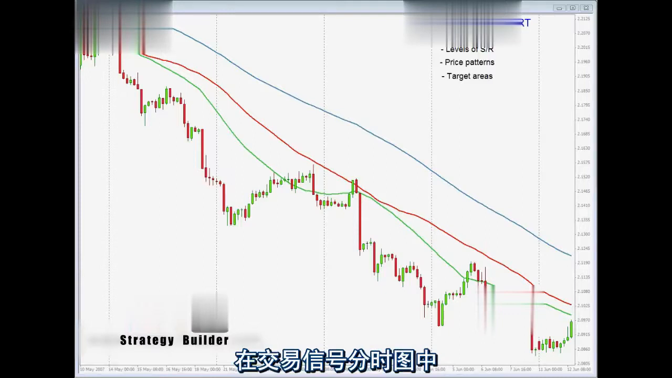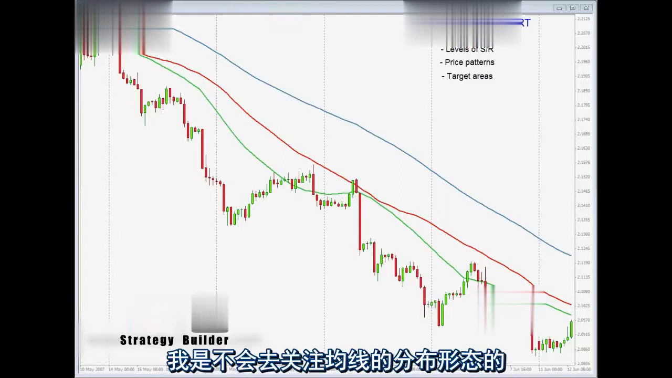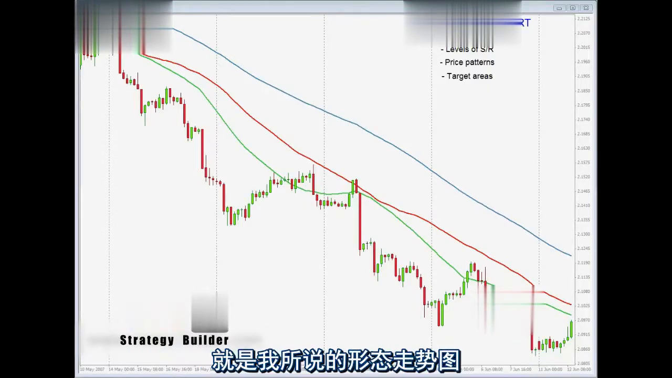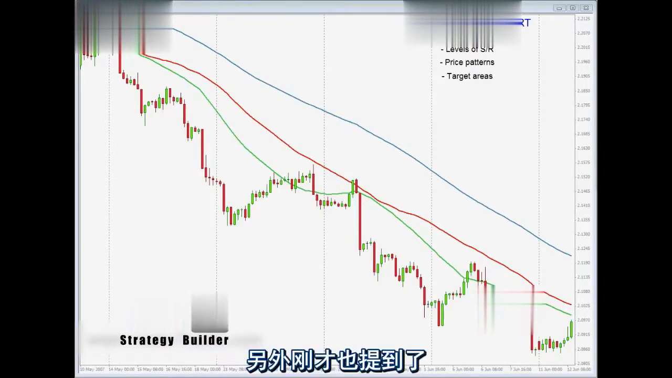I'm not going to be looking for moving average parallelism in the trigger chart or in any other time frame. Wherever they apply, whatever time frame those moving averages are falling in order, basically all the ducks are in line, and therefore we can establish that we are in a trending scenario. That's going to be my setup chart, okay?